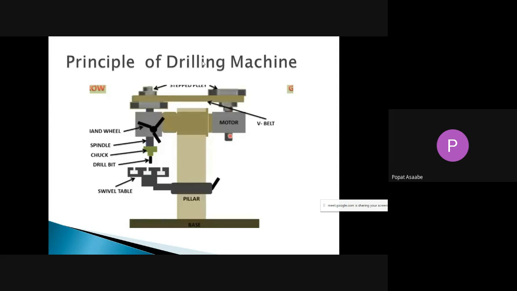Now see, this is one type of drilling machine. First, we will discuss what the different parts of the drilling machine are. What are the different parts of the drilling machine here?